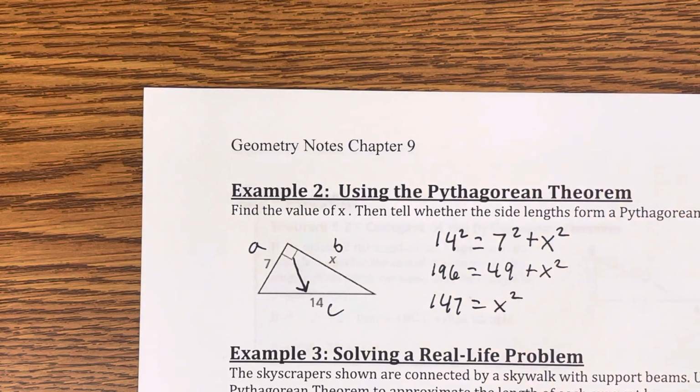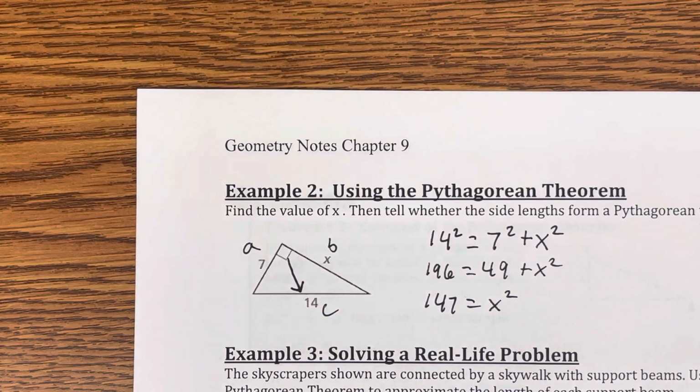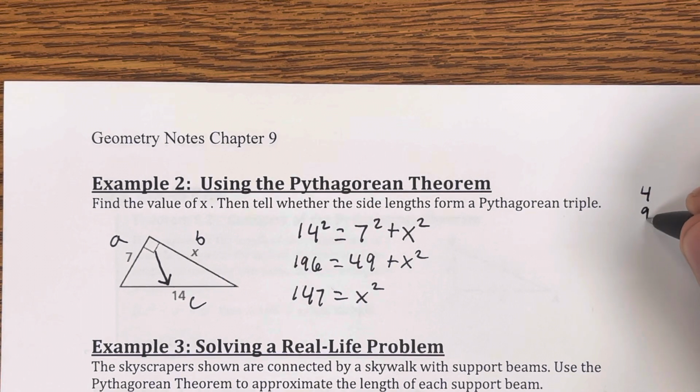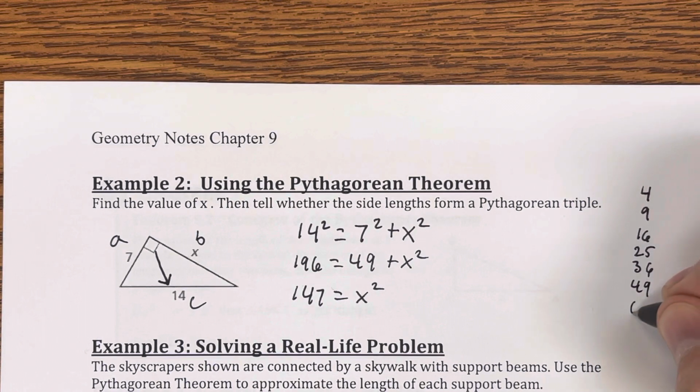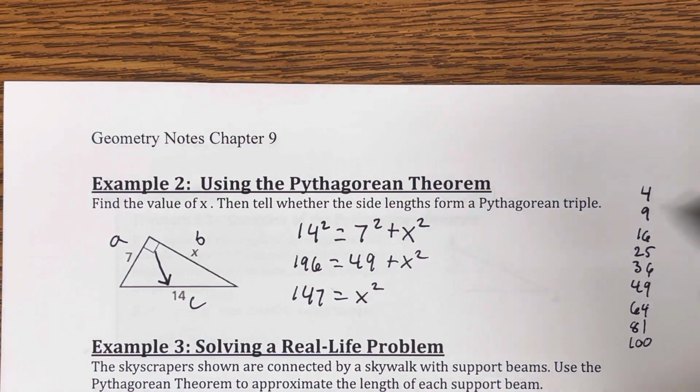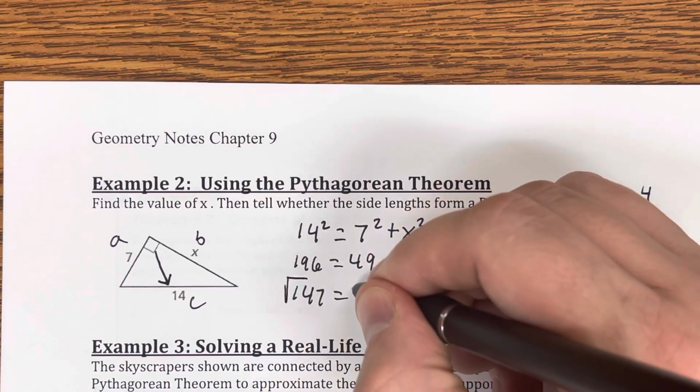And now if I try to take the square root of 147, I'm going to get a decimal. Okay? I can't do it. So I need to simplify the radical. And for me to simplify the radical, I look for the perfect square factor that goes into 147. Keep in mind we're talking about the numbers 4, 9, 16, 25, 36, 49, 64, 81, 100. We're looking for those factors that go in. And the one that does is 49.